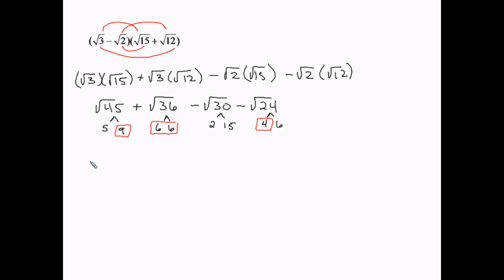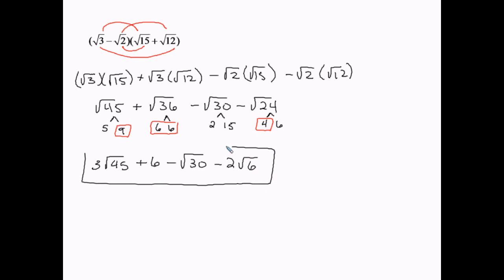So these will simplify to 3 times the square root of 5 plus 6. This one doesn't simplify. And then nothing else matches. So we can leave it just like that. And that is how we multiply and add and subtract radical expressions.